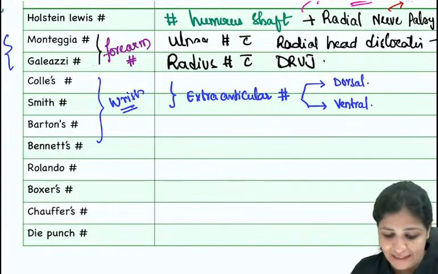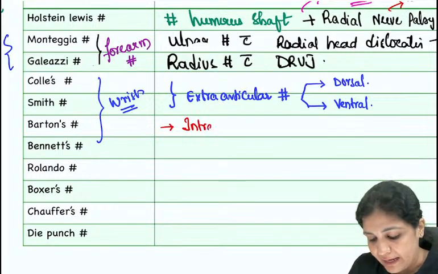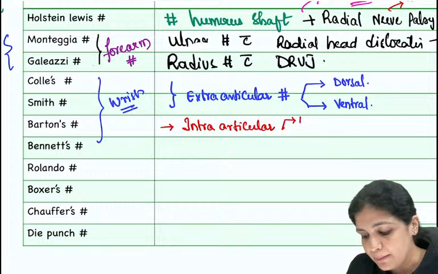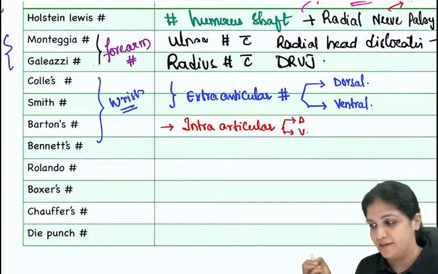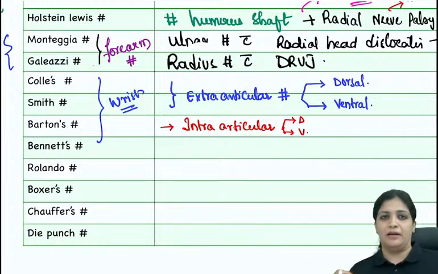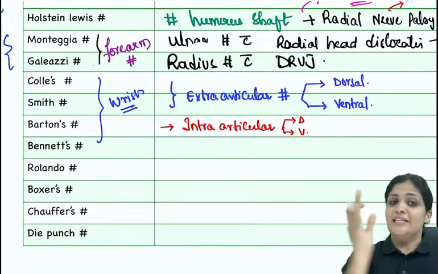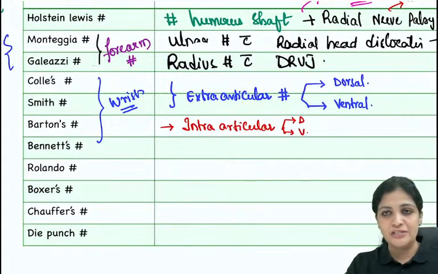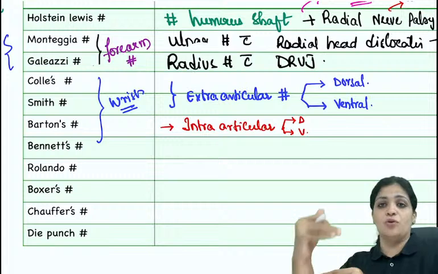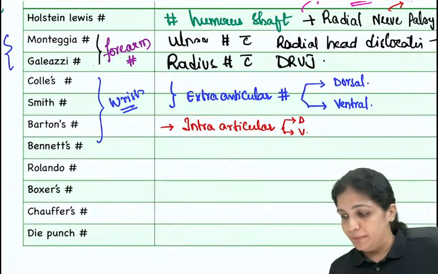And then what is Barton's? Now, this Barton's is an intra-articular fracture and it is of two types. It could be a dorsal Barton's or a ventral Barton's, right? But when it is extra-articular and the displacement is dorsal, the specific name is given to it. It is called the Colles' fracture. And when this extra-articular fracture displacement goes onto the ventral aspect, it is called Smith's fracture. That you have to remember.